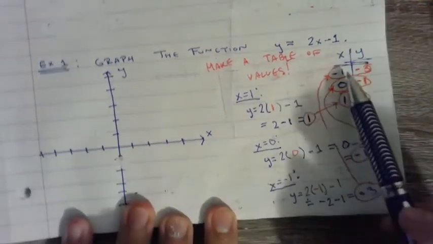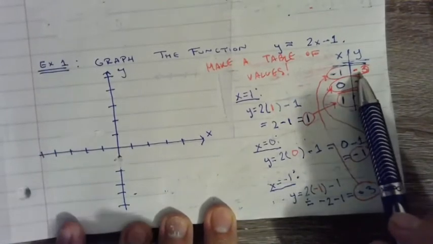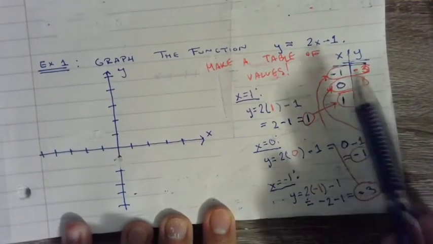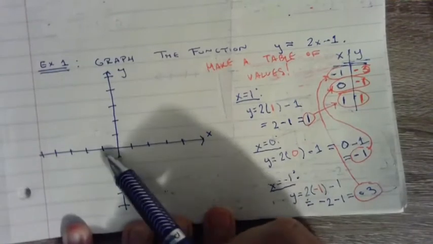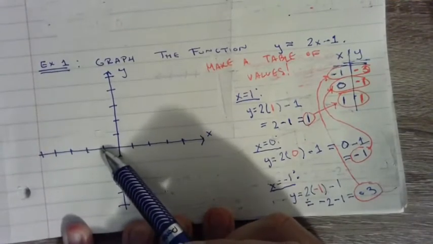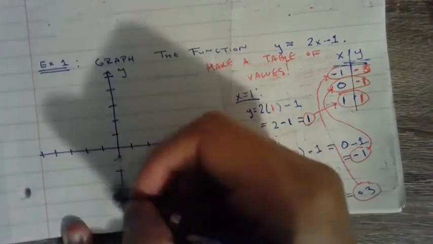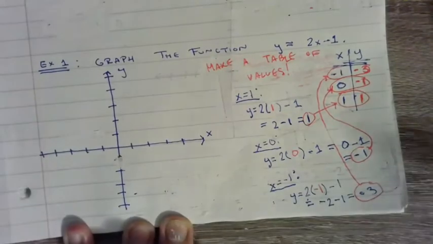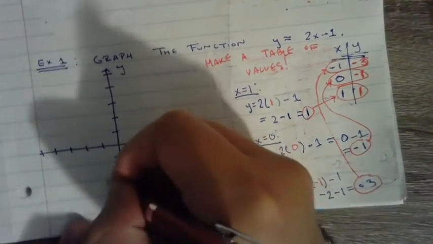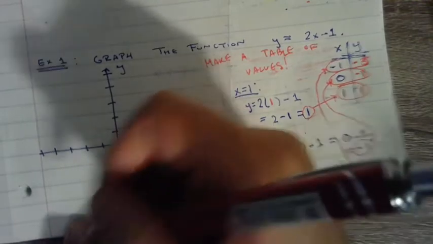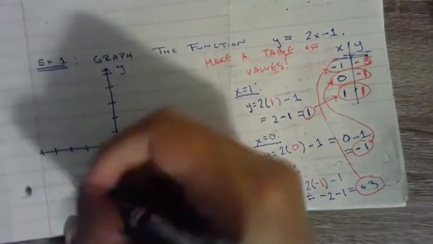So first, look at (-1, -3). Again, look at your x. Your x is -1, so we start here. And then your y is -3, so our point is right here. So (-1, -3).